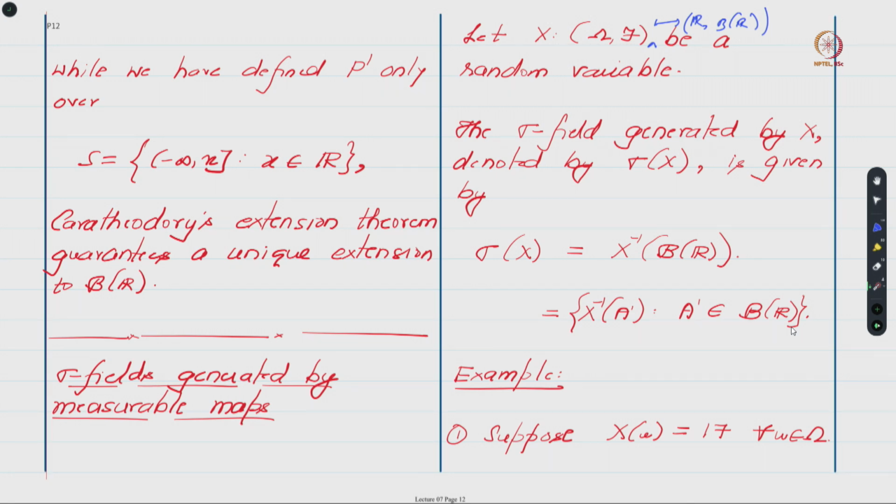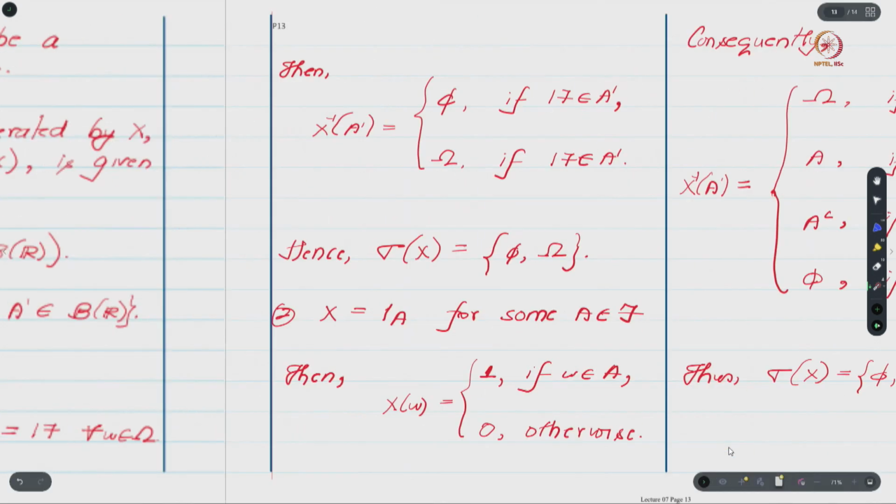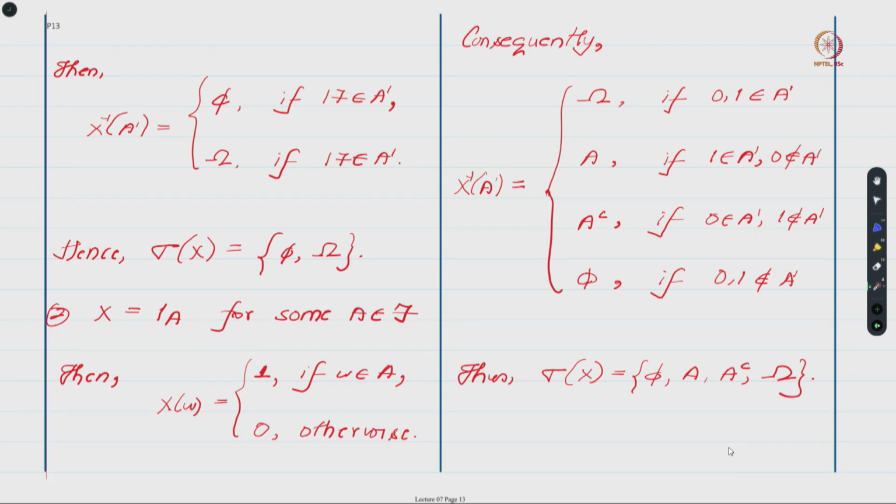Is this okay? Let us look at a couple of examples. Suppose you have a very trivial map which takes every element little omega in capital Omega and maps it, let us say, to the value 17. Now one can ask, what is the sigma field generated by this very trivial map? The answer is, the sigma field generated by this is basically made up of the empty set and the whole space. Let us see why that is. What I have to do is look at A prime in your Borel sigma field.